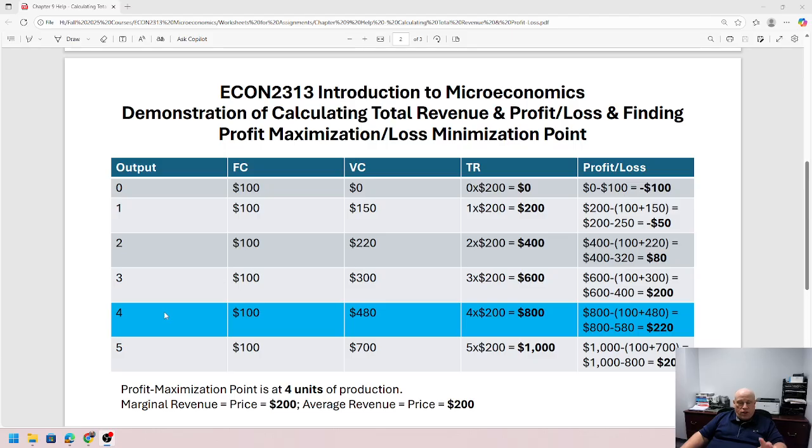So in this particular example, that fourth unit of production being our profit maximization point is going to be different on the problem that you're working. But you're going to find the profit maximization or loss minimization the same way. All right? So given the information that we have in this economic scenario, we would produce 4 units of output in order to maximize our profit.